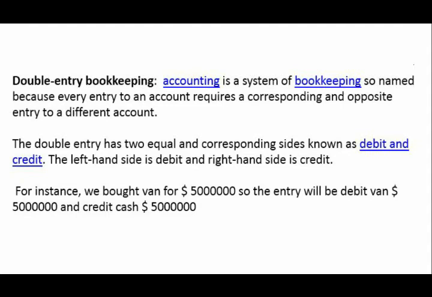Double entry bookkeeping. Accounting is a system of bookkeeping so named because every entry to an account requires a corresponding and opposite entry to a different account. The double entry has two equal and corresponding sides known as debit and credit. The left hand side is called the debit side and the right hand side is called the credit side. For instance, we bought a van for 5 million. So the entry will be debit van 5 million and credit cash 5 million.